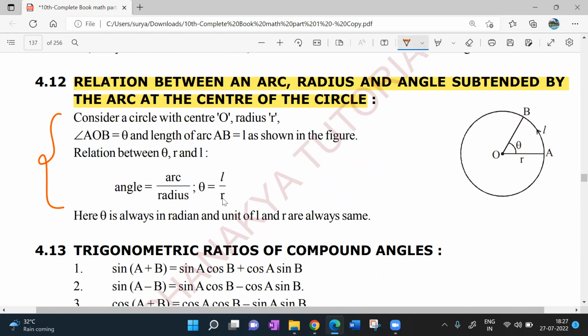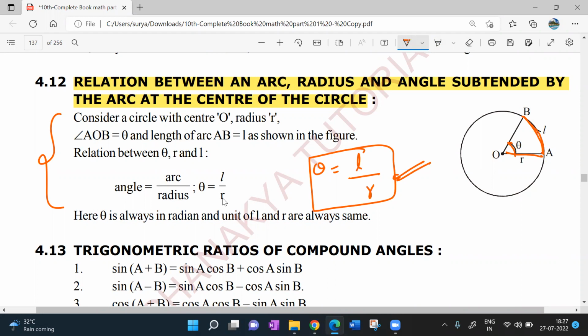What I'm trying to say is this theta. That theta is equal to L by R. L is this arc length here, and R is the radius. So, for the angle theta of any circle, the angle can be found by using the formula theta is equal to L by R.